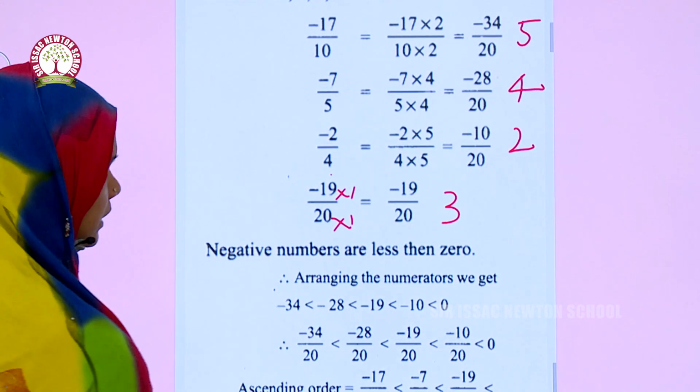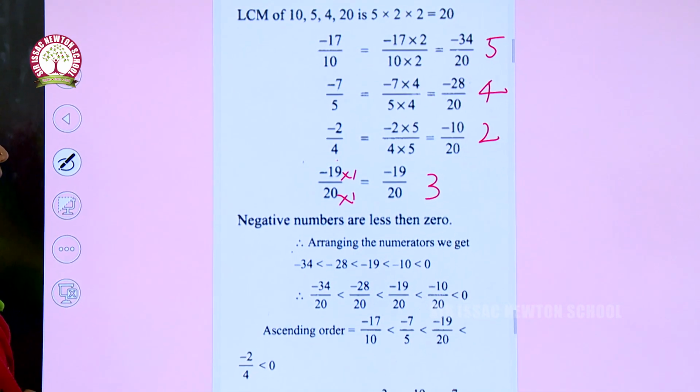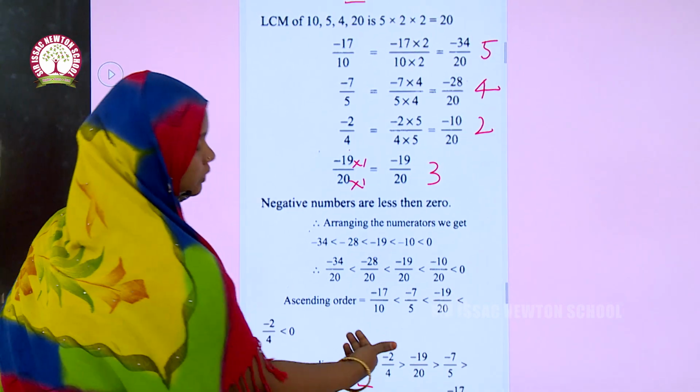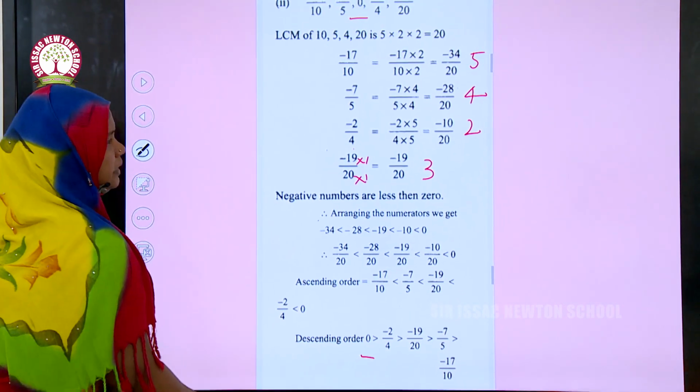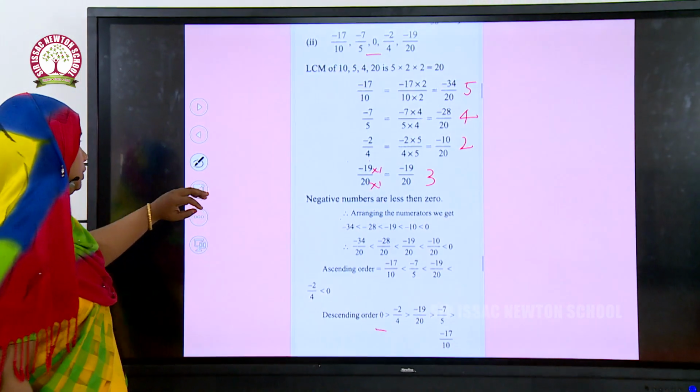So you have to arrange it from the bigger value to the smaller value to get the descending order, and the reverse of this descending order gives the ascending order. Hope you all understand. If any doubt, you can message me.